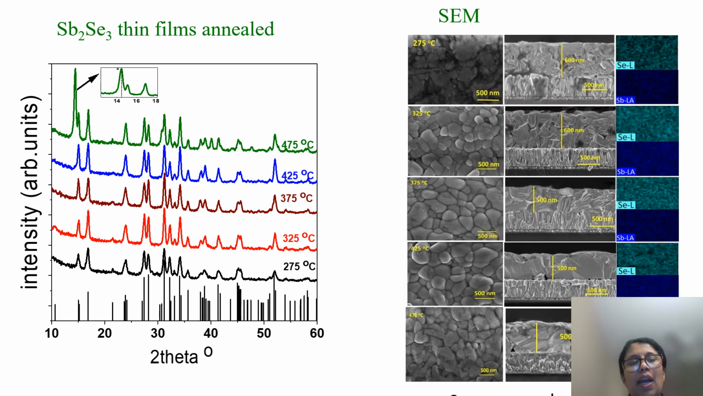This is the stoichiometric film annealed at different temperatures. We can see that the films annealed at 325, 375 and 425 showed better morphology and better crystallization. We discarded the film at 475 since there was the formation of a new phase, and so the optimized annealing temperature is between 325 and 425.